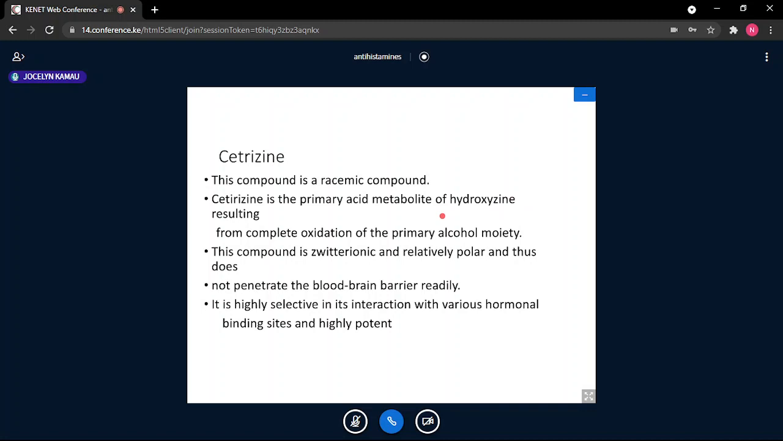It's the primary acid metabolite of hydroxyzine, resulting from complete oxidation of the primary alcohol moiety, is zwitterionic and relatively polar, and thus does not penetrate the BBB. It is highly selective in its interaction with various hormonal binding sites and highly potent.